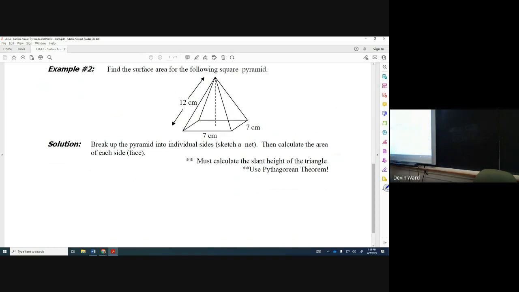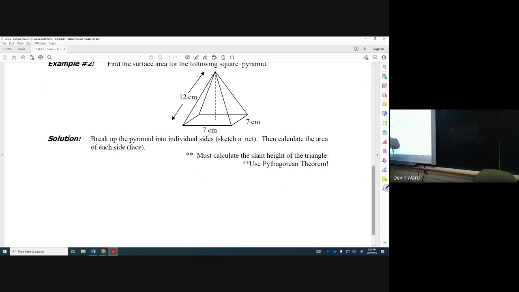Now we want to find the following surface area for the square pyramid. So if I break up this square pyramid into a net, I have one square, and then 4 identical triangles that meet to a point. So I have 1 triangle, 2 triangles, 3 triangles, and 4 triangles. And they all come together to a point. So each of these sides is 7. So that's why it's a square. And then my slant height, which is along the triangles, is 12.